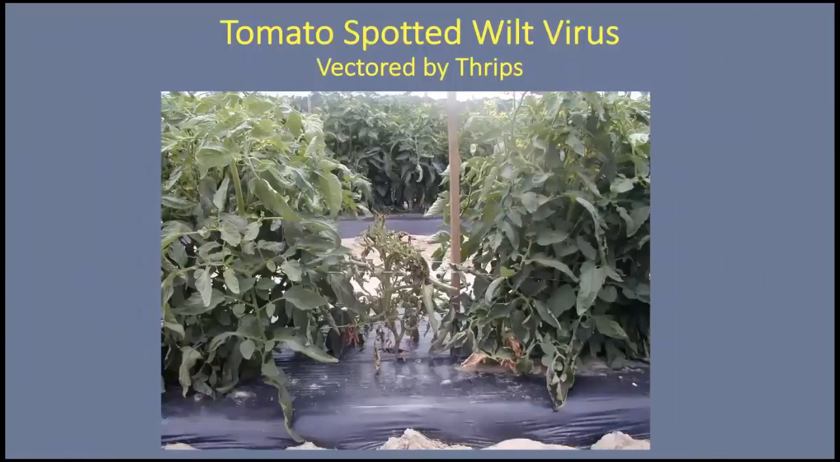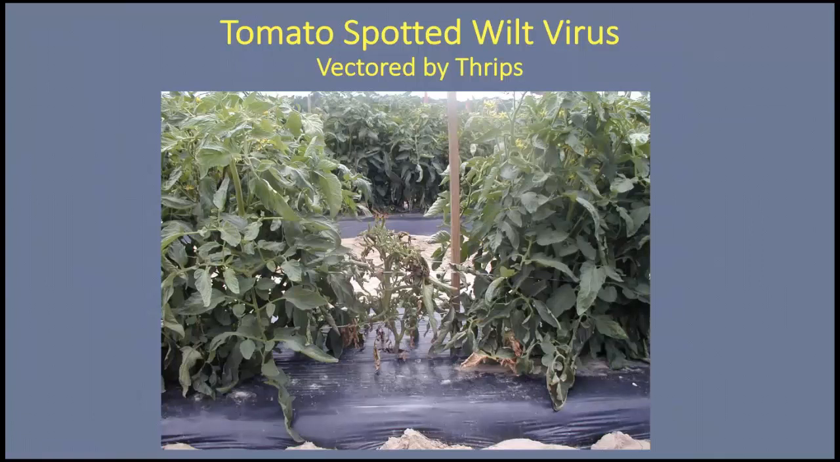Okay. So next, we're actually going to go to a virus. There are a number of different tomato viruses, but the one we see most commonly in Virginia and is most damaging in Virginia is tomato spotted wilt virus. This is a virus that's vectored by thrips, most efficiently by the Western flower thrip.